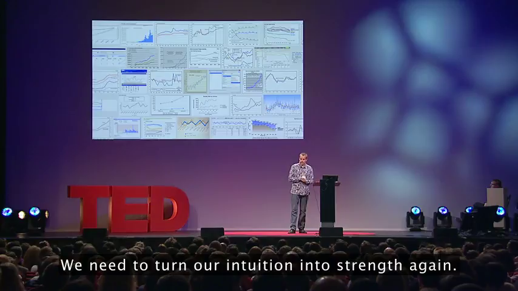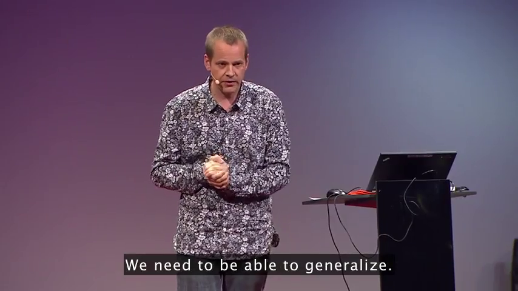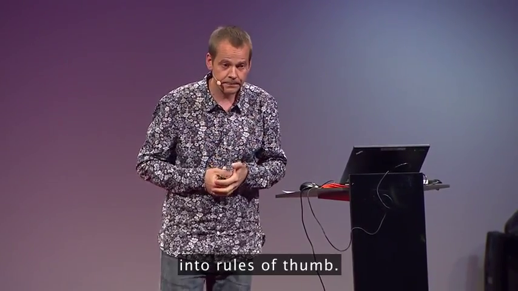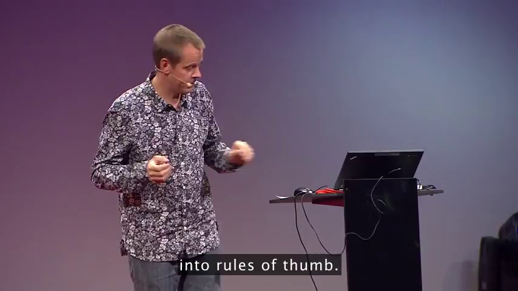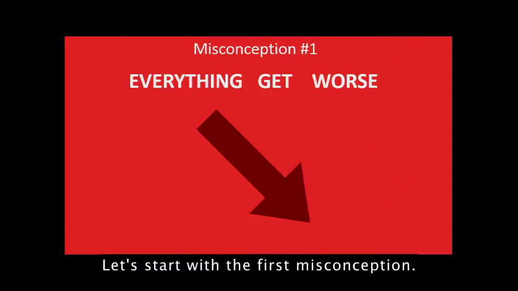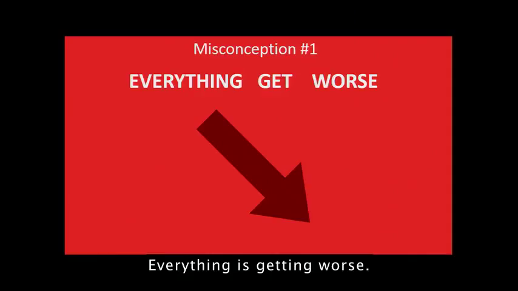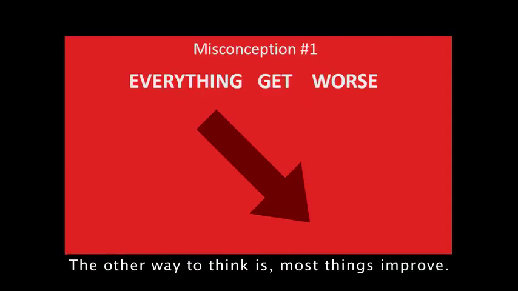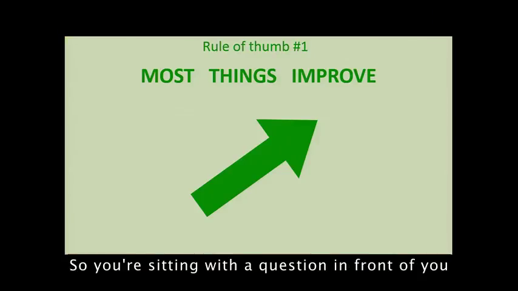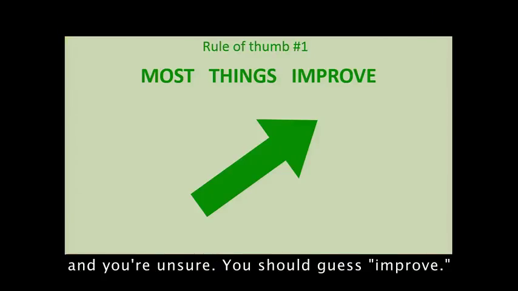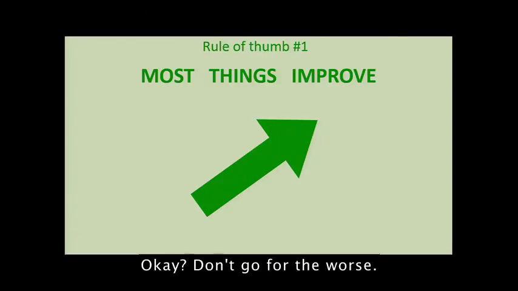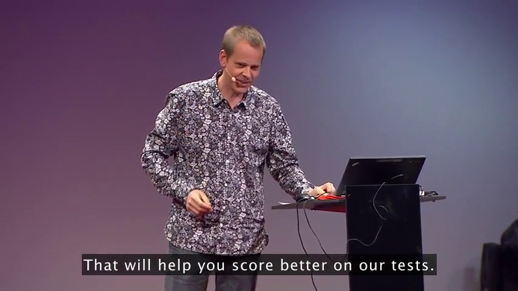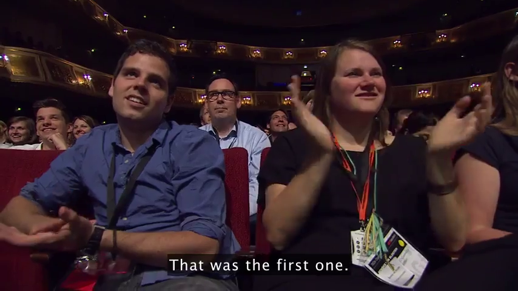We need to turn our intuition into strength again. We need to be able to generalize. So now I'm going to show you some tricks where the misconceptions are turned around into rules of thumb. Let's start with the first misconception. This is very widely spread. Everything is getting worse. You heard it, you thought it yourself, okay? The other way to think is most things improve, okay? So you're sitting with a question in front of you and you're unsure, you should guess improve, okay? Don't go for the worse. That will help you score better on our tests, okay? That was the first one.